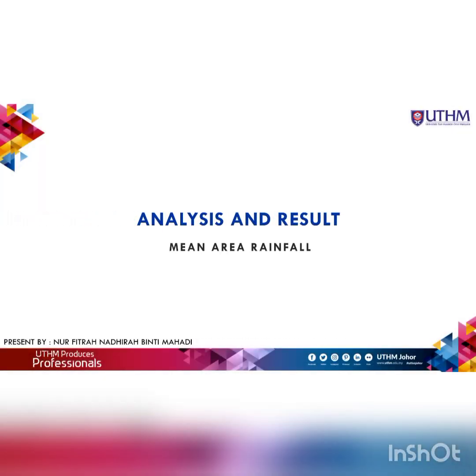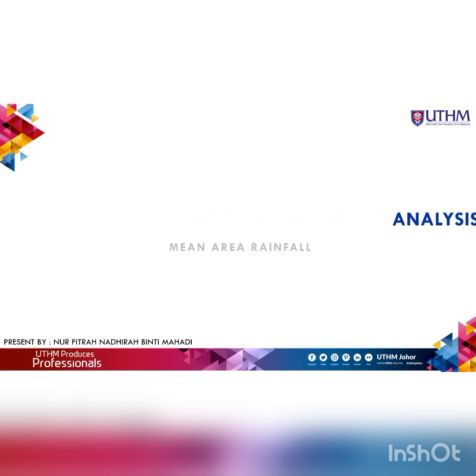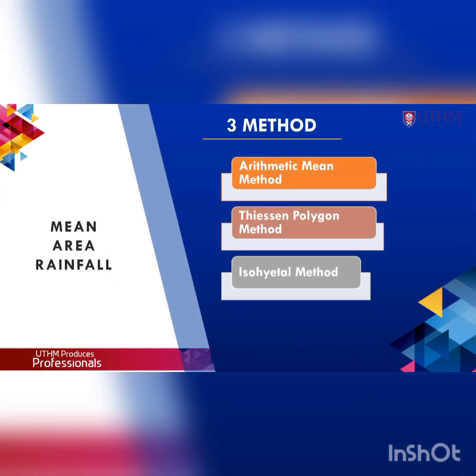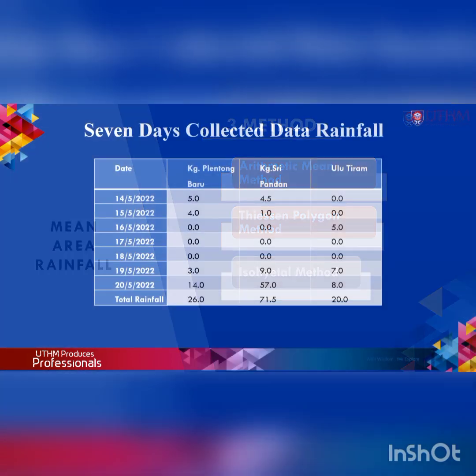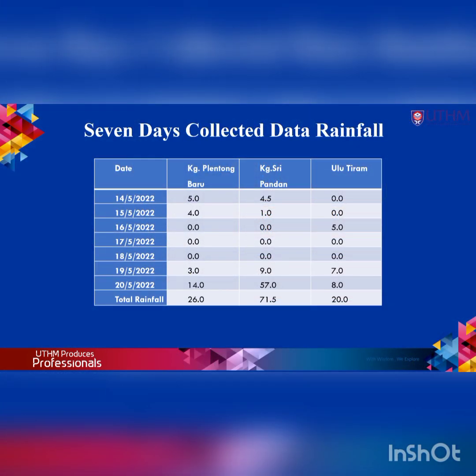Analysis and result. Mean area rainfall. There are three methods to find mean area rainfall, which are the arithmetic mean method, Thiessen polygon method, and isohyetal method. This table shows our 7-day collected rainfall data at Kampung Pelentong Baru, Kampung Seri Pandan, and Ulu Tiram.